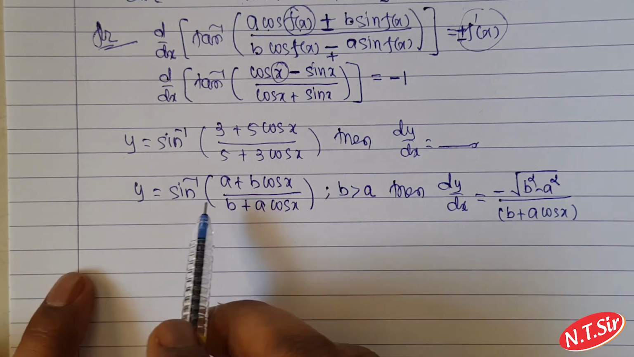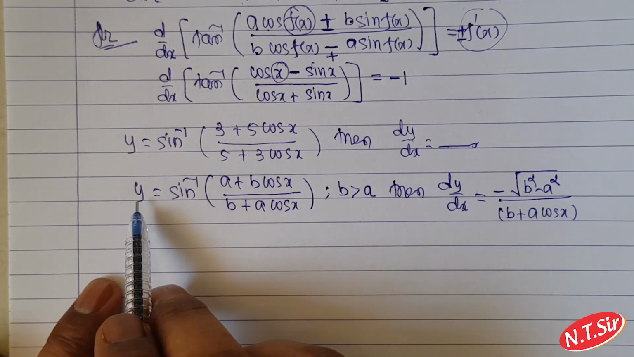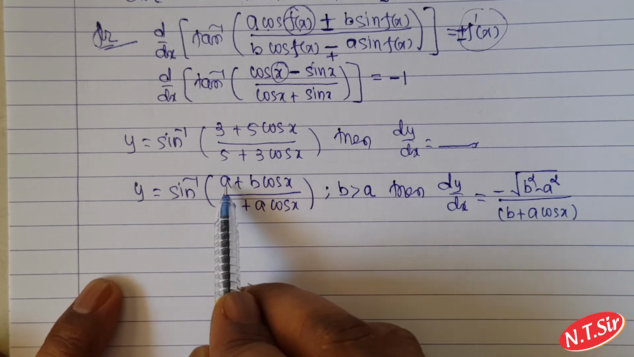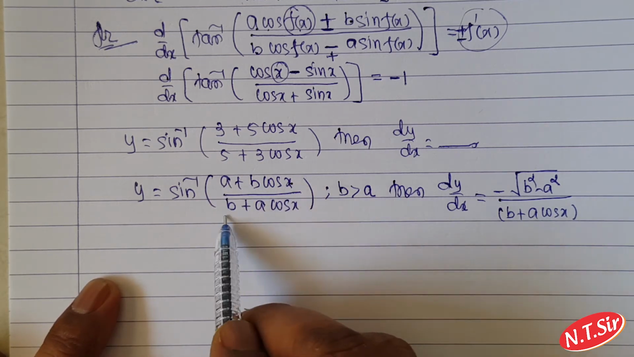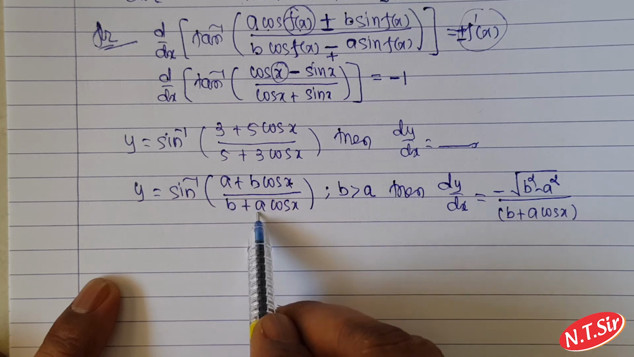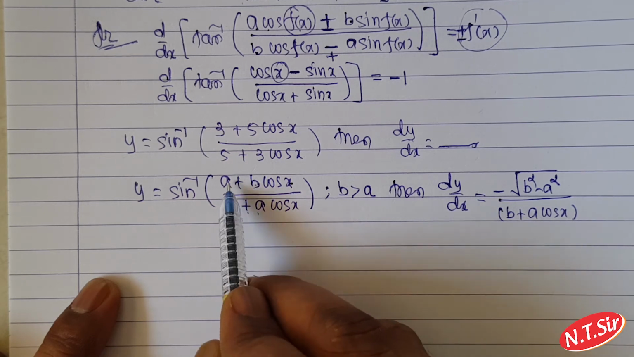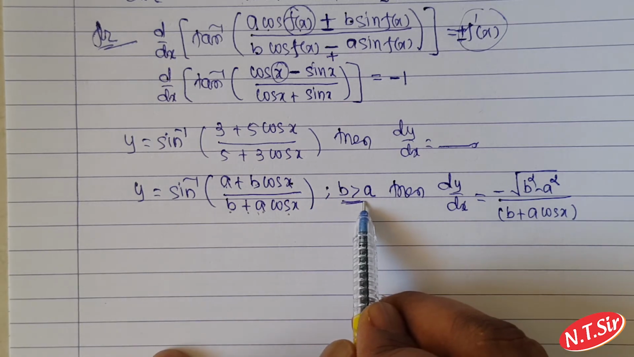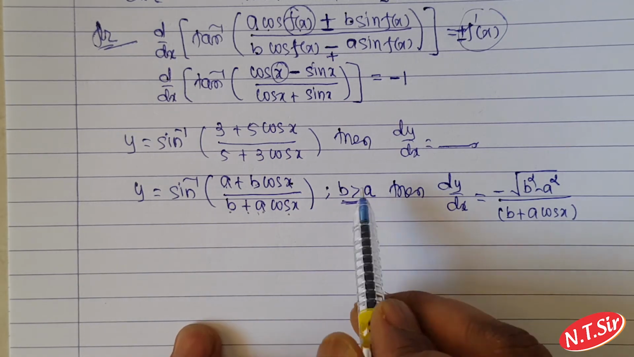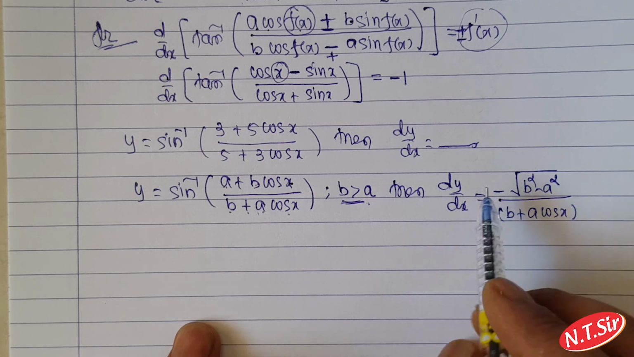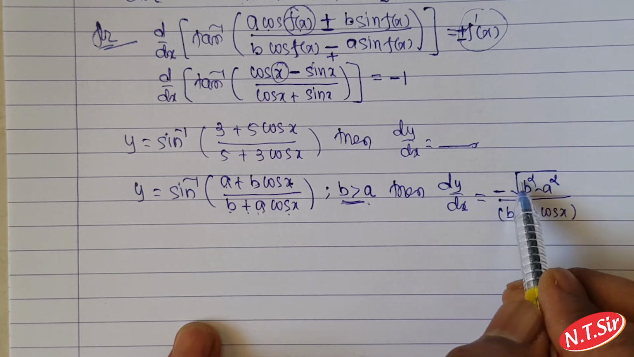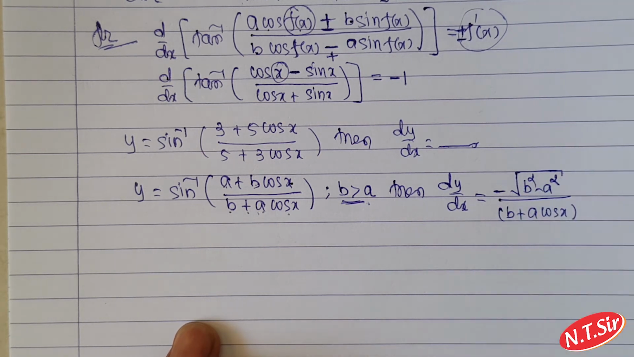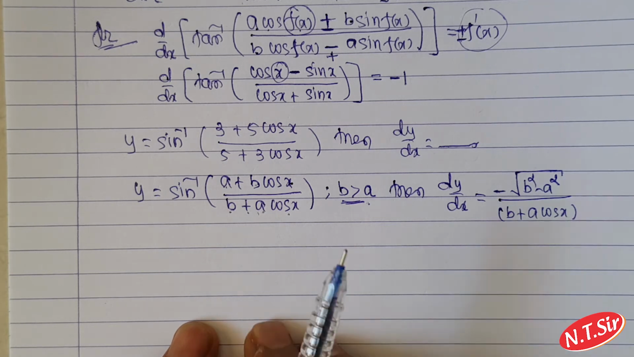That is, the given function is of the form y is equal to sine inverse of (a plus b cos x). Same thing here, but the coefficient will be changed, that is b plus a cos x. Remember this thing, b is always greater than a, then the derivative of this function is minus root b square minus a square upon b plus a cos x.